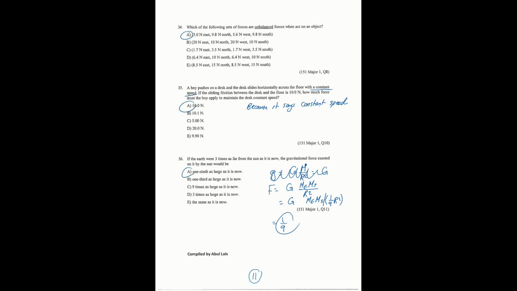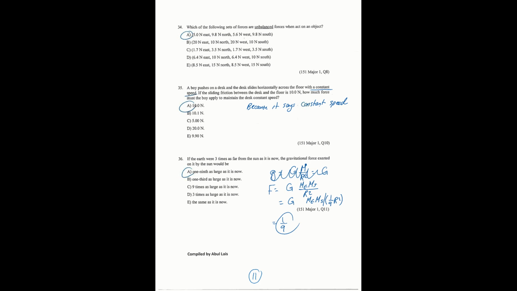Let's check number 35. It says that a boy pushes on a desk and the desk slides horizontally across the floor with a constant speed. If the sliding friction between the desk and the floor is 10 newtons, how much force must the boy apply to maintain the desk at constant speed? Again, this keyword, constant speed, means that the pushing force should equal the friction. So if the box moves at a constant speed, the pushing force must equal the friction, which is again 10 newtons.